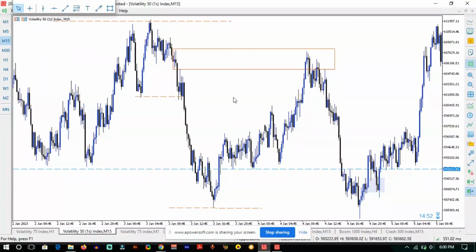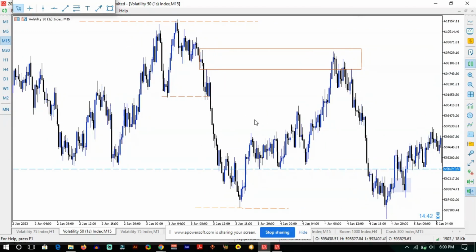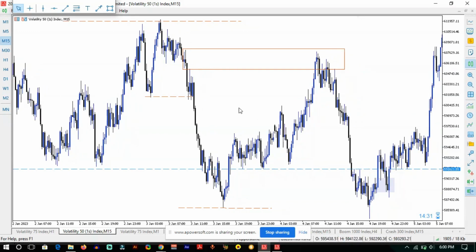I think MT5 here on Volatility 51s on M15. Now we already have our bias that we are bullish anyway. Overall we are bullish. And now I want to just show you, because you can even do this analysis on M15. I'm only rushing because my battery is going down.